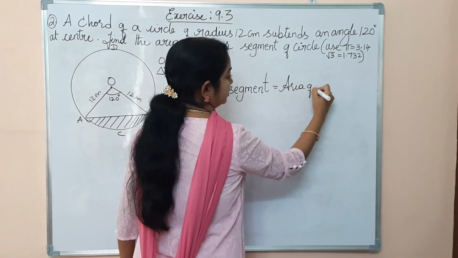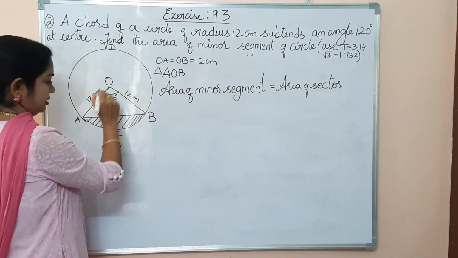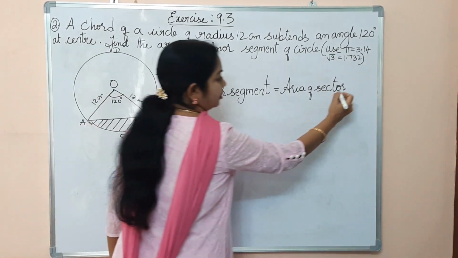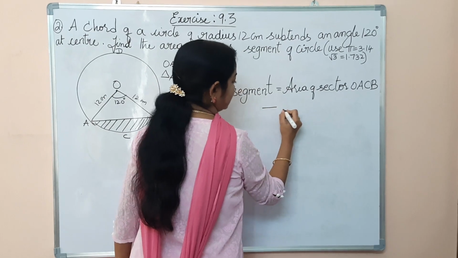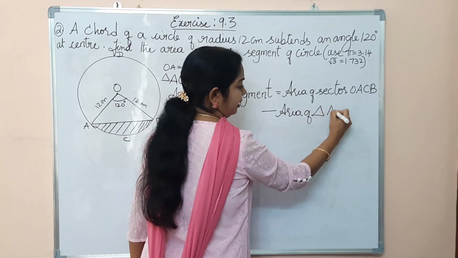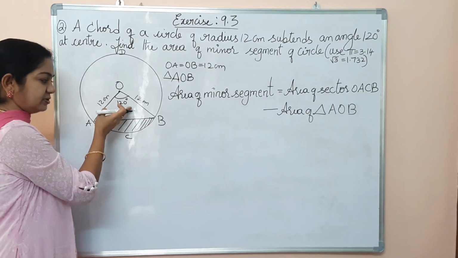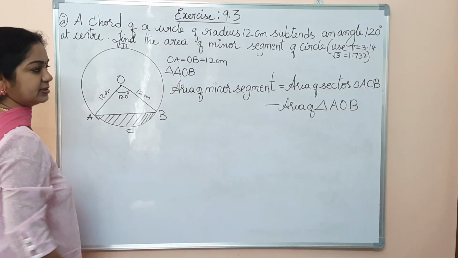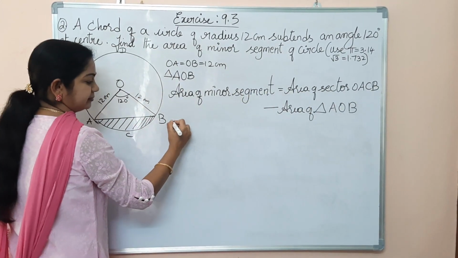Area of sector. Our sector is a minor sector, that is ACBO or OACB. Subtract area of triangle AOB. From the sector, if you subtract the area of the triangle, you will get the area of the minor segment. Now first we will find the area of the sector.